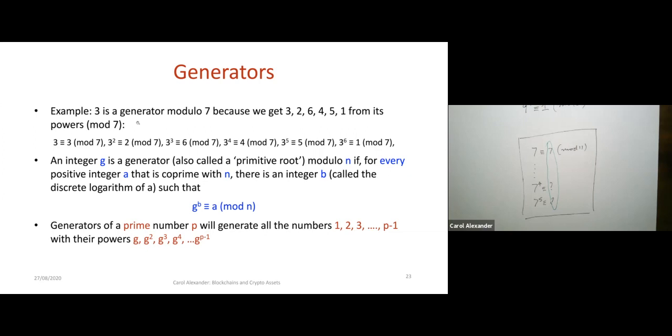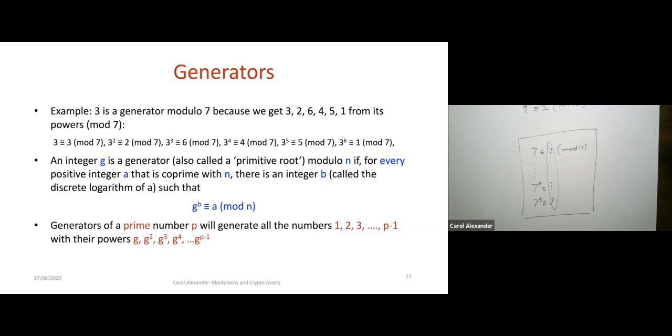Why? Because when we take the powers of 3 mod 7, we get 3. 3 squared is 9, which is congruent to 2. 3 cubed is 27, which is congruent to 6. And 3 to the power 4 is congruent to another different number, and so on with 4 and 5, and eventually we get to 1. So that when we go again, 3 to the power 7, we would get back to 3. And we'd cycle around like that, 3 to the power 8, 3 to the power 9. It's called a generator, also called a primitive root.